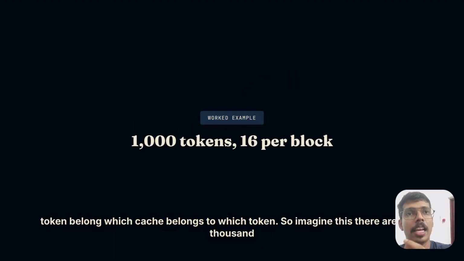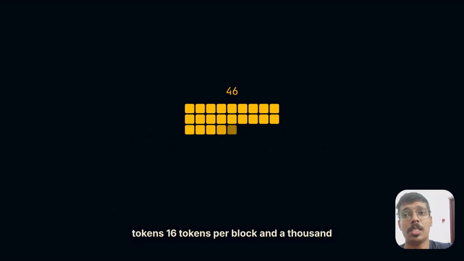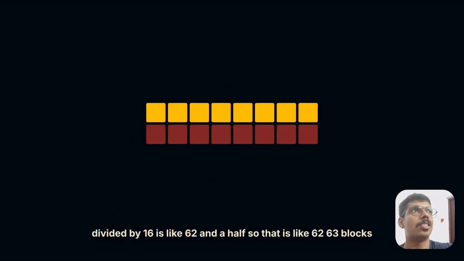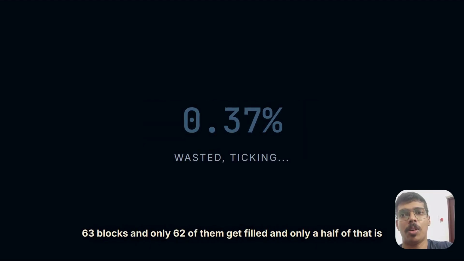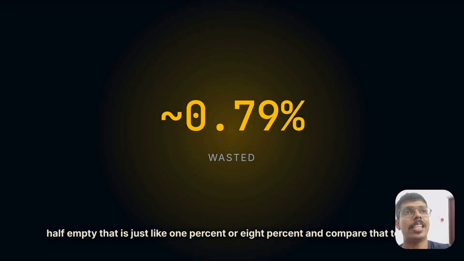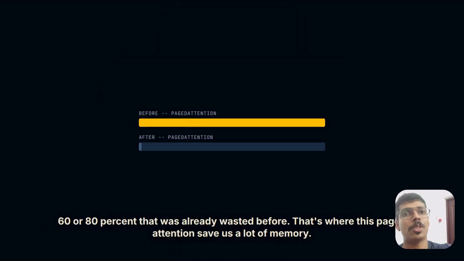So imagine this: there are 1,000 tokens, 16 tokens per block, and 1,000 divided by 16 is 62 and a half. So that is 63 blocks, and only 62 of them get filled, and one is half empty. That is just like 1% or 8% waste, compared to the 60 to 80% that was wasted before. That's where paged attention saves us a lot of memory.